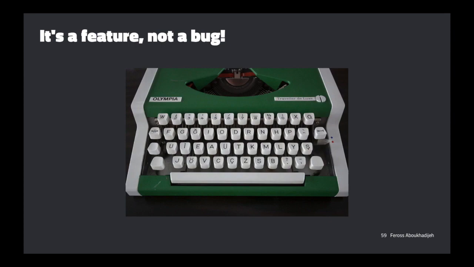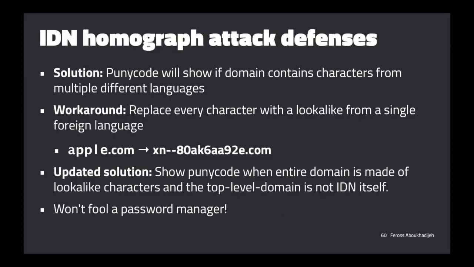And this L and 1 thing is still something that confuses us with modern browsers as well, because 1s and L's still look really similar. And so you might be not on Google.com, but on Google 1e.com, and it might look similar. So the solution is to use Punycode whenever it could potentially be confusing, and the updated solution since 2017 in Safari and Chrome is that when the entire domain is made up of lookalike letters and the top level domain is not an international domain, so it's like a .com or .net or something, then we just always show it as Punycode.